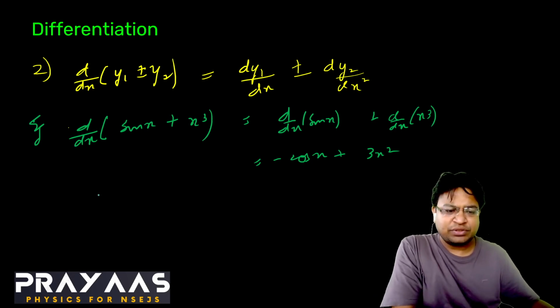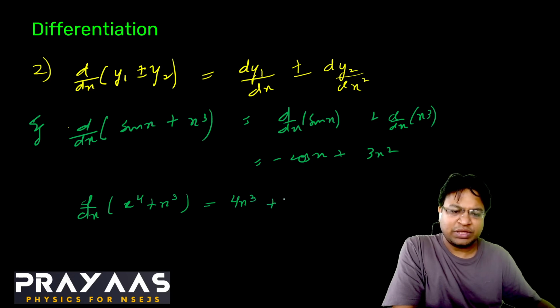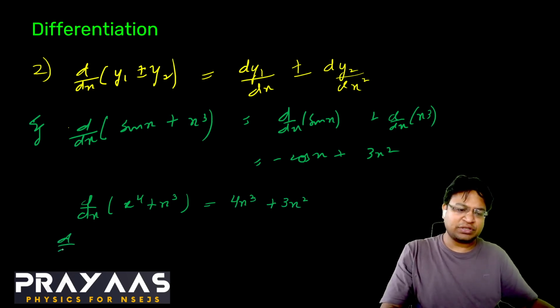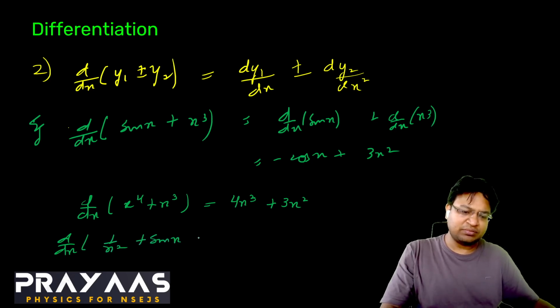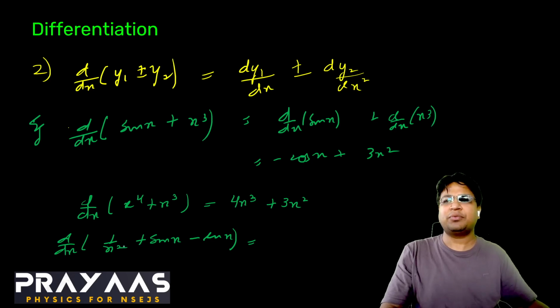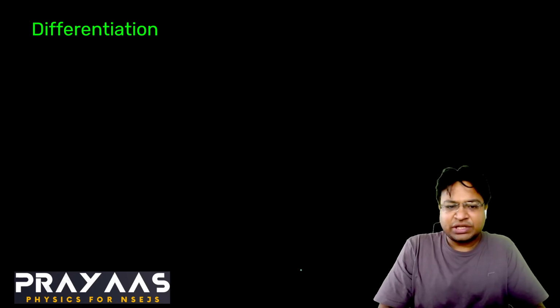Let's see some more examples. For example, d by dx of x raised to power 4 plus x cube. This will become 4x cube plus 3x square. And the same thing can apply for a difference also. For example, d by dx of let's say 1 upon x square plus sin x minus ln x. If I were to differentiate this, differentiation of 1 upon x square will become minus 2 upon x cube, plus cos x, and then minus 1 upon x. Differentiation of ln x is 1 upon x. So this is the second rule.